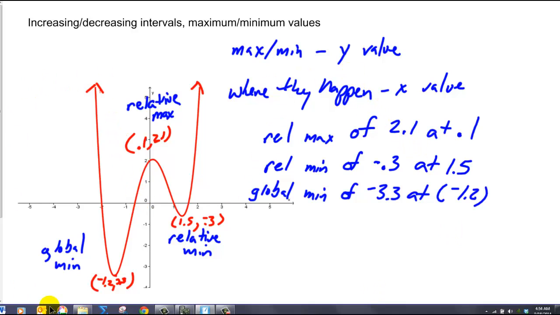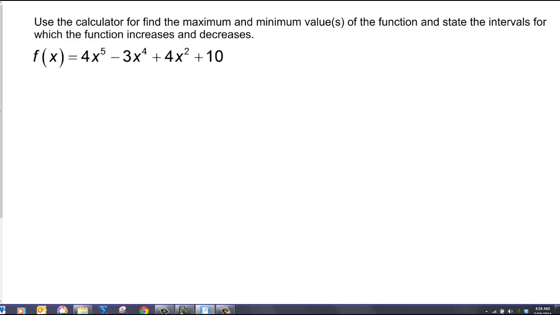So, given the graph, it's very easy to identify where these guys are. But let's say you've just got some function, and you have to find the max and the minimum values. Well, we don't know how to graph this yet, so we're going to let our calculator do some of the work. So let's get that out.